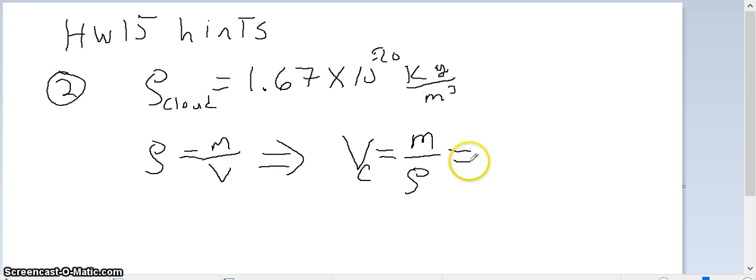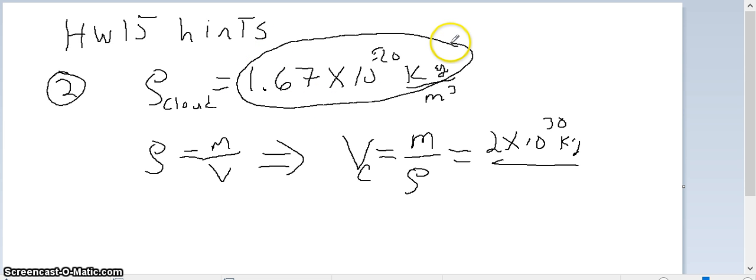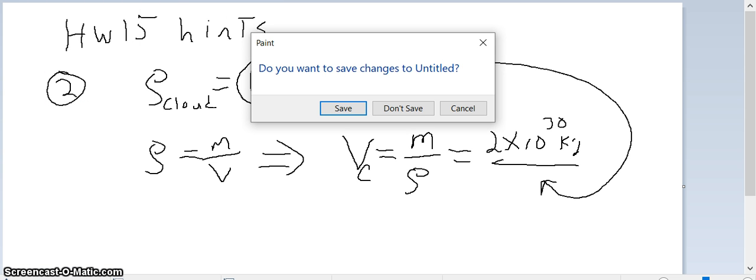I'm not going to do the whole problem, but you guys can do this. Of course, remember the mass of the sun is 2 times 10 to the 30th kilograms. Then you put in this density right here in the denominator. So that'll get you the volume of the cloud. Let me switch to a new one here, it's just easier than erasing the whole thing.